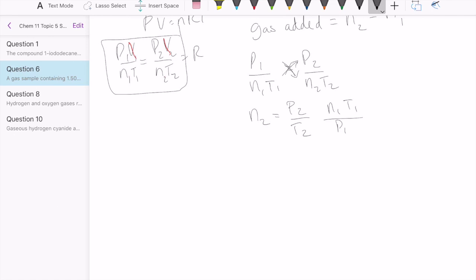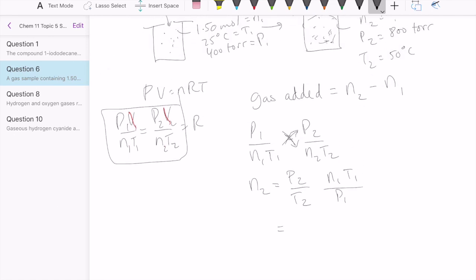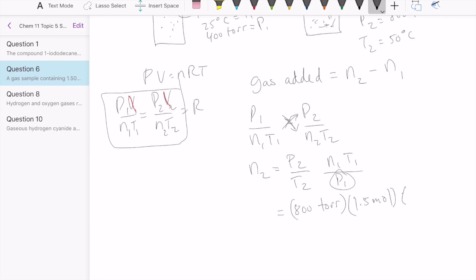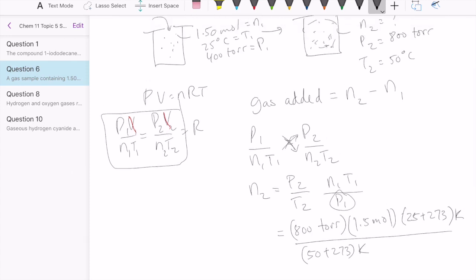And then it's just a matter of plugging in the values that you have. P2 is 800 torr. Now notice I don't need to change this to atm because I have a P1 here at the bottom in the denominator that's also going to be in units of torr, so I can cancel that out. N1 is 1.5 moles. Now temperature though has to be done in Kelvin because that's how the gas relationships are observed. It's only in units of Kelvin. So the T1 is 25 degrees, so it has to be 25 plus 273 Kelvin, and then T2 is 50 plus 273 Kelvin, and then pressure 1 is 400 torr.